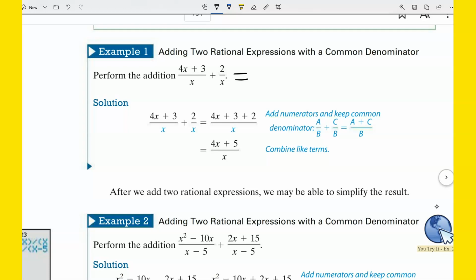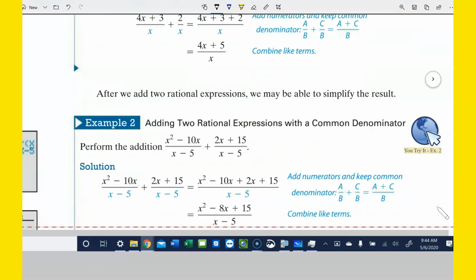So 4x plus 3 plus 2 means we're going to add the 3 and the 2. The 4x is just going to stay the 4x because it doesn't have any like terms to combine with, but the 3 and the 2 combine to make plus 5. So I get 4x plus 5. And on the bottom, remember the bottom does not change. It just stays like it is. So it's just 4x plus 5 over x. And that's my answer.